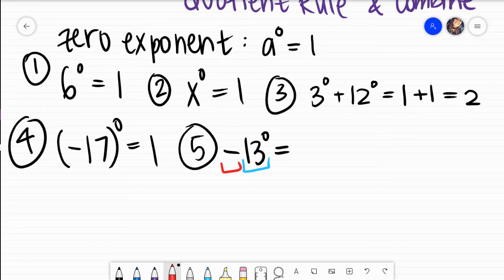The negative sign is not actually included in my base. They're actually different terms. Technically, that would be a negative 1 multiplying the 13, and that 13 is what's being raised to the 0 power. So what I would get is 13 raised to the 0 power is 1, and then you would not forget or leave out the fact that that negative is tacked onto it. So your final answer for this would be negative 1.